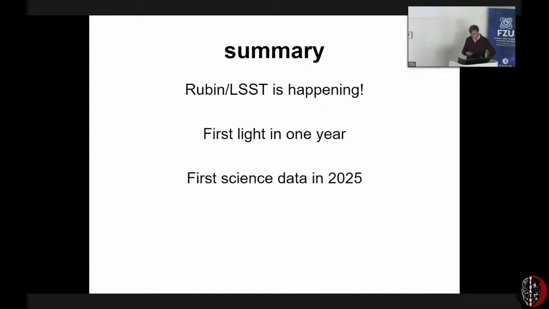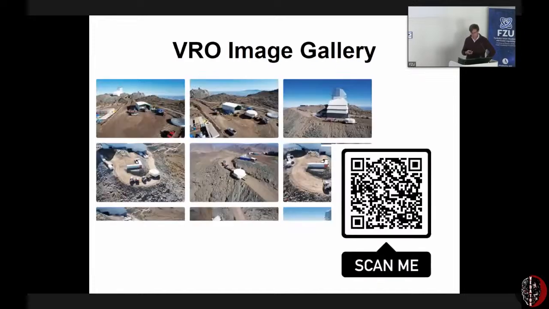Okay, and that's my summary. Basically, Rubin is happening. First light in about a year. First science data again by the end of next year. Thank you.